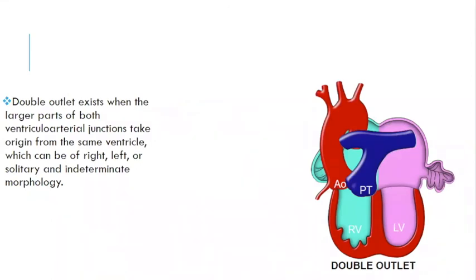Other types, double outlet, exist when the larger part of both ventricular arterial junctions take origin from the same ventricle, which can be right, left, or solitary and of intermediate morphology. As shown here, both the pulmonary trunk and the aortic artery are taking origin from the RV.